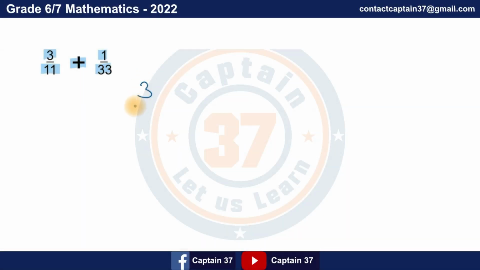So there is 3 over 11 plus 1 over 33. We now look at the denominators of these two numbers. There is 11 and there is 33. What number can 11 and 33 go into without leaving a remainder? The answer is 33. So 11 into 33 is 3.